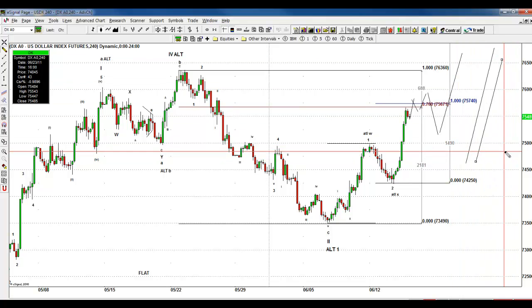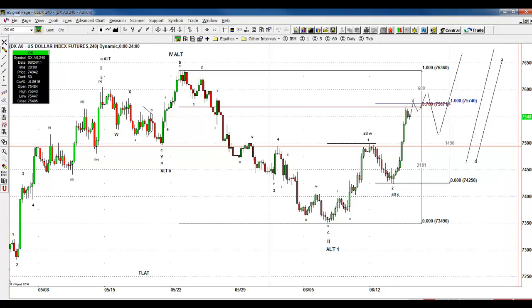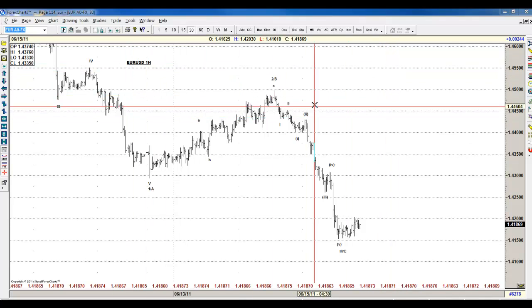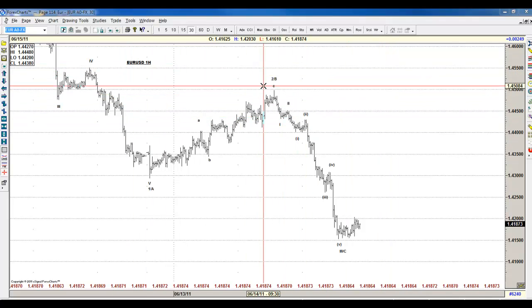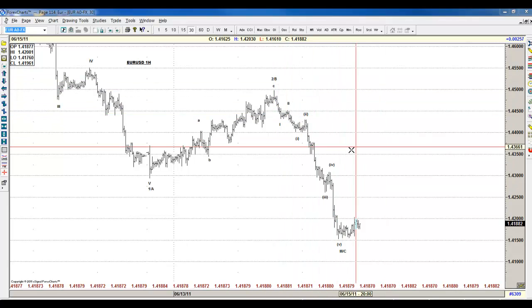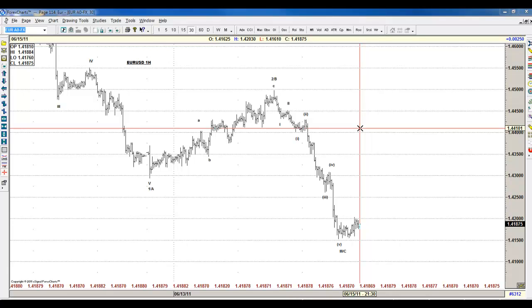All right, now let's move on to the individual pairs. Okay guys, let's start with the individual pairs. On the individual pairs, this is the euro dollar in the short term. It's very nice right here. It's very vertical. The chart in the 8 hours looks brutal to the downside.